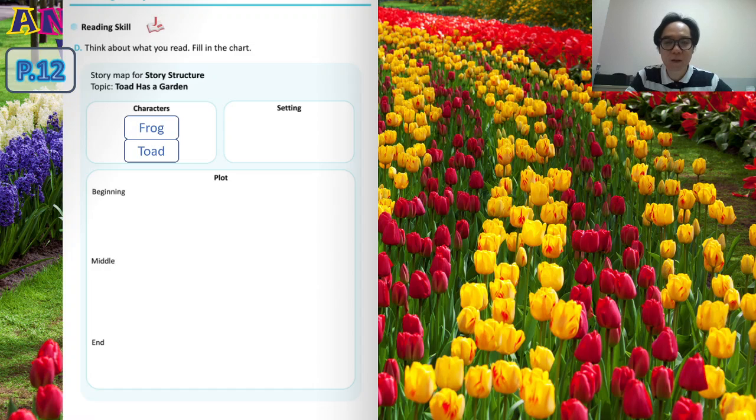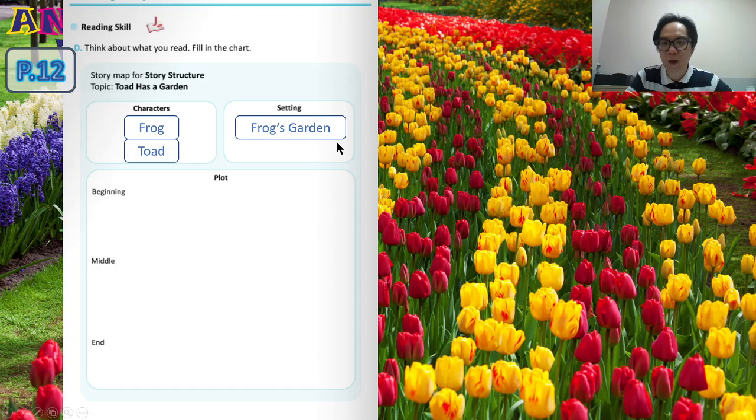So, Frog and Toad, a setting is where the story happens. It's where the story happens. Did Frog and Toad only happen in one place? Let's think. Well, it did happen at Frog's house, but only for a short while. Then it happened at Toad's house. But where at Frog's house? Was it inside his house? No, it was in Frog's garden. The setting of the first part of the story was Frog's garden.